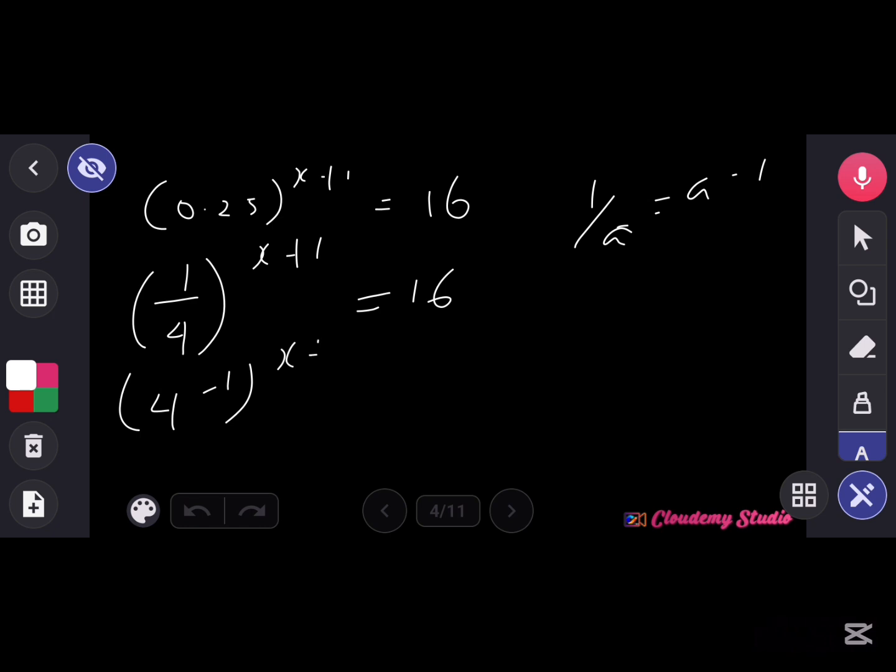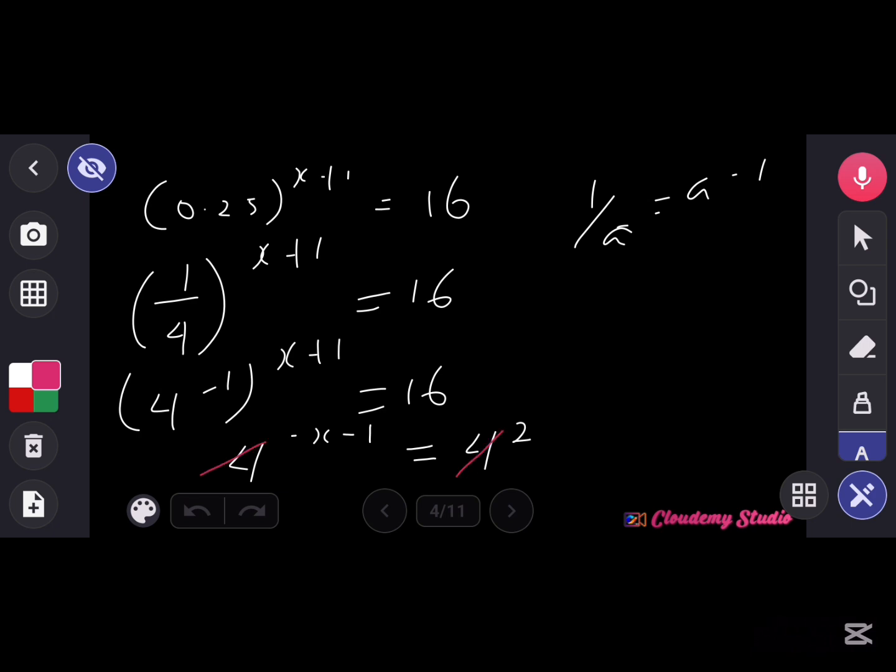Everything into bracket x plus 1 equals 16. We are going to do the same thing that we did the other time. Now, multiply by minus 1. Use minus 1 to open this bracket. Therefore, we'll be left with what? 4 raised to power minus x minus 1 equals 4 raised to power 2, because 16 equals 4 raised to power 2. Now, since the bases are equal, therefore the powers will be equal as well.